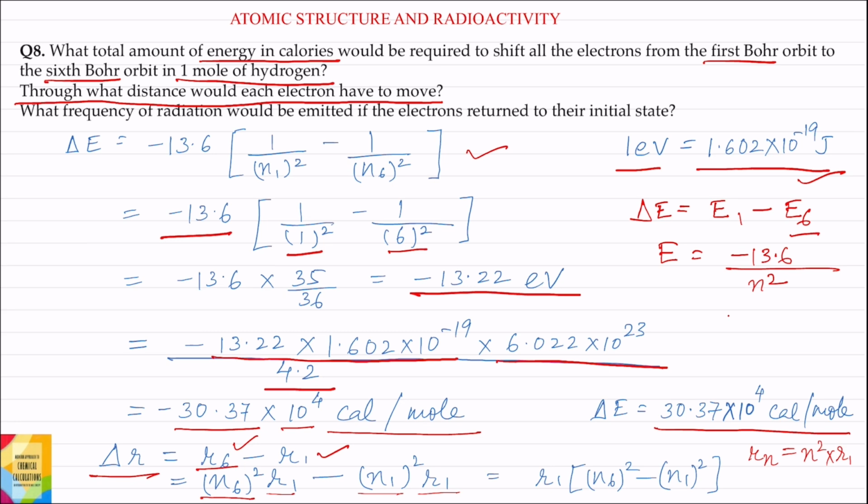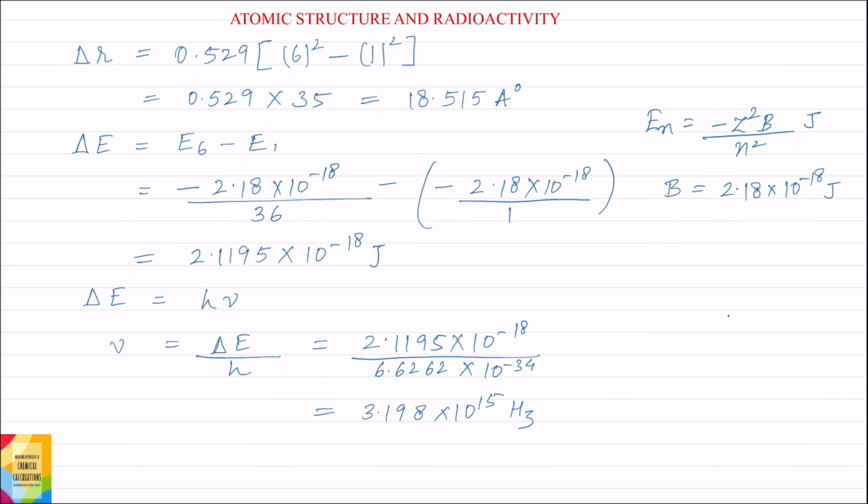Taking R1 common, we get R1 into n6 square minus n1 square. Now the value of R1 is 0.529 angstrom. n6 square means 6 square, n1 square means 1 square. Putting the values and solving, the value of delta R is equal to 18.515 angstrom.